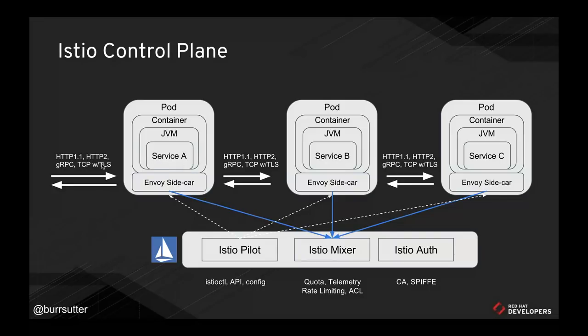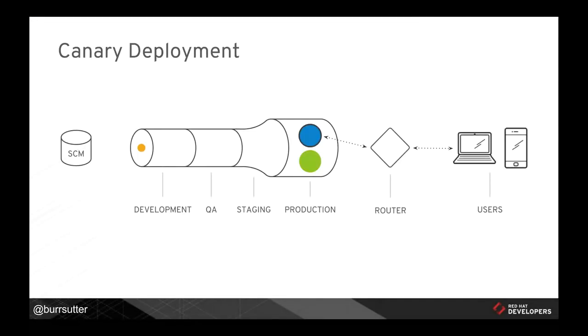But the actual pod-to-pod communication is still regular HTTP 1.1, HTTP 2, gRPC, or TCP, with or without TLS. So from a programmer standpoint, you just call service B. You don't realize there's something in the middle, something intercepting that call. And then pilot and mixer are what allows you to apply the specific rules that you want to change the behavior.